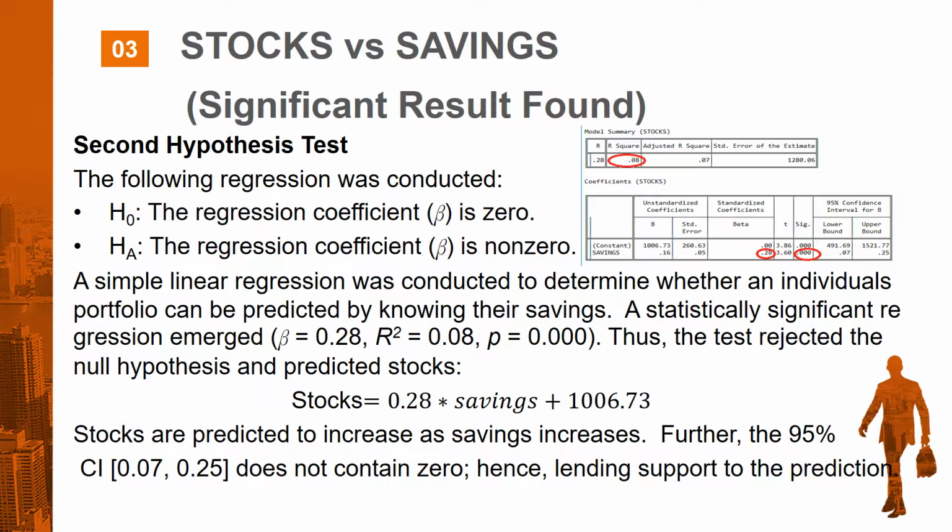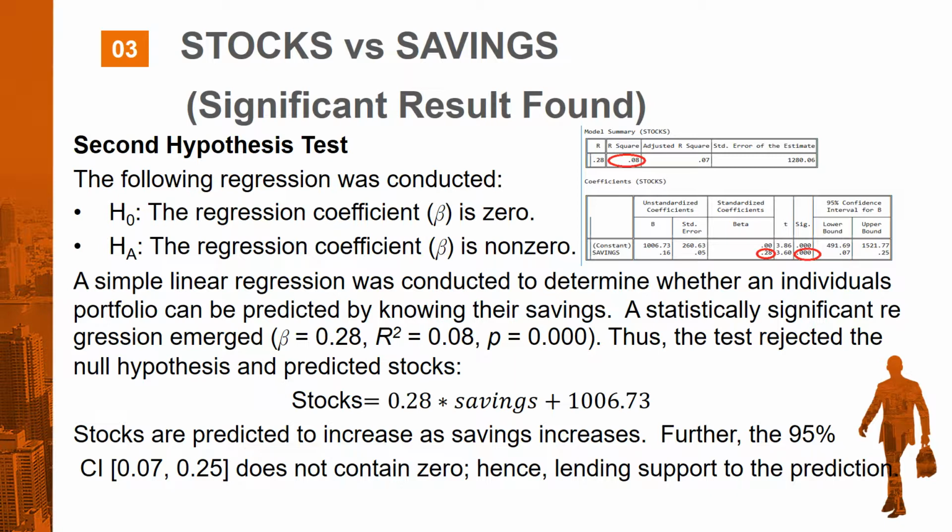The next significant result was related to stocks versus savings. For the hypothesis, again, our null says the regression coefficient is 0, and our alternative says the regression coefficient is not equal to 0. A simple linear regression was conducted here again to determine whether an individual's portfolio can be predicted by knowing their savings. A statistically significant regression emerged here as well, with beta 0.28, way less than our initial case. Our R squared was 0.08 and we had the same p-value, 0.000. Thus, the test rejected the null hypothesis and predicted stocks.